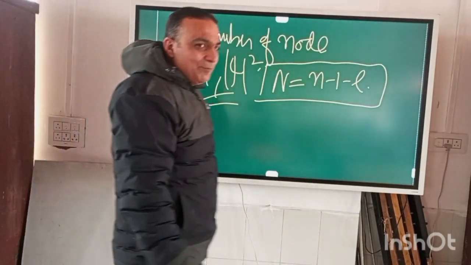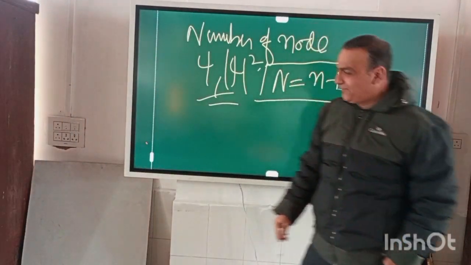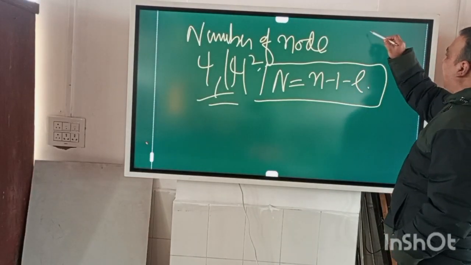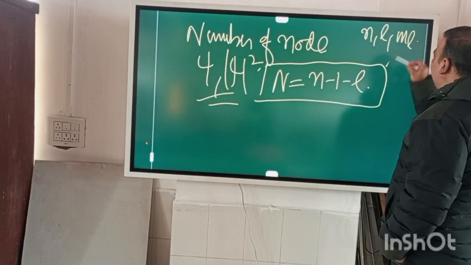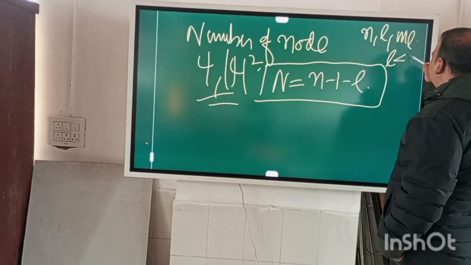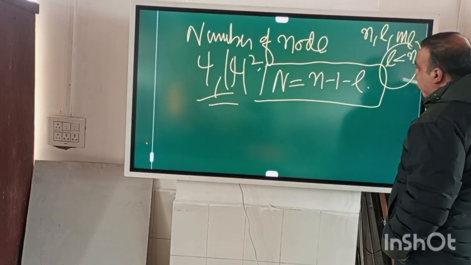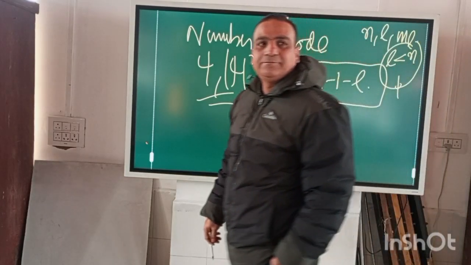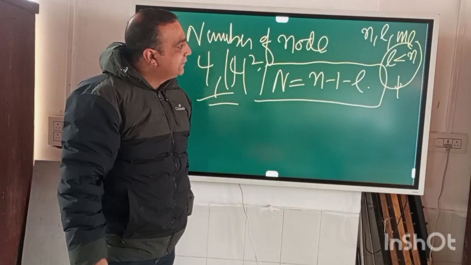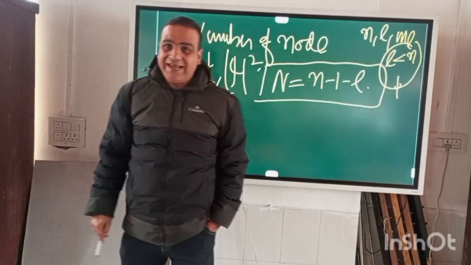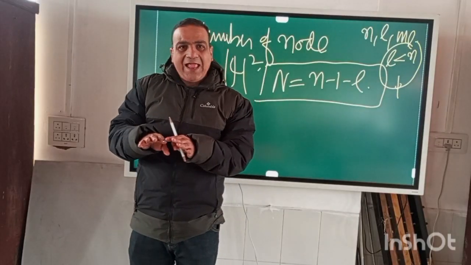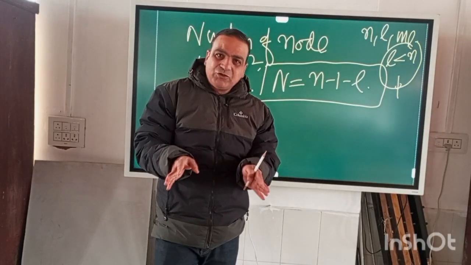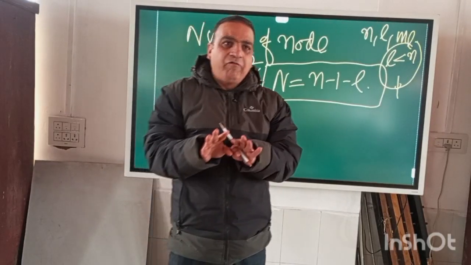There is another important argument. And what is that? The argument is that you have n, you have l, and you have m_l. The argument is that l has to be less than n. Can anybody answer this question? l has to be less than n. The orbital angular momentum quantum number has to be less than n.